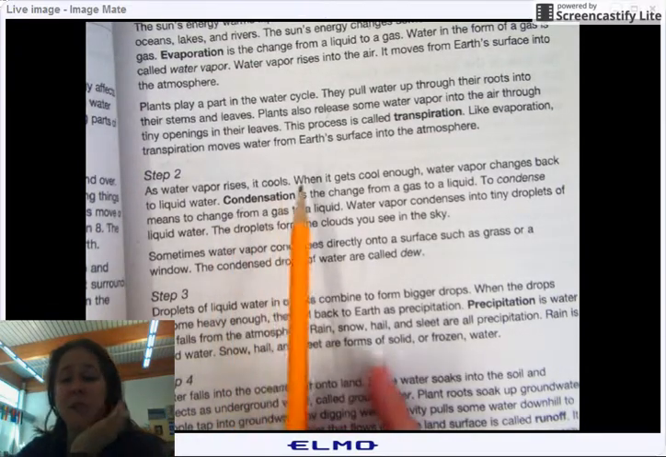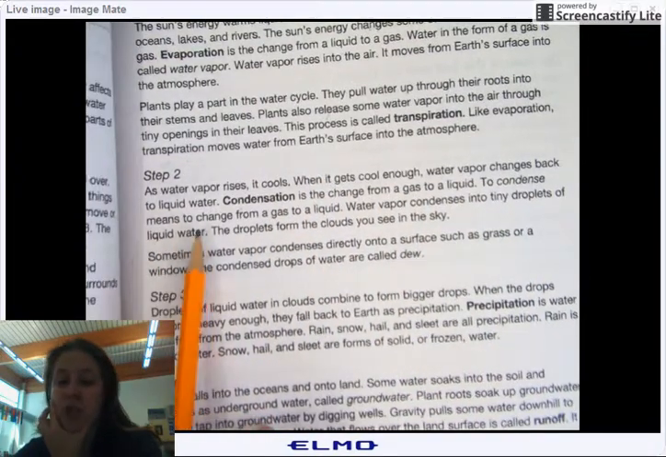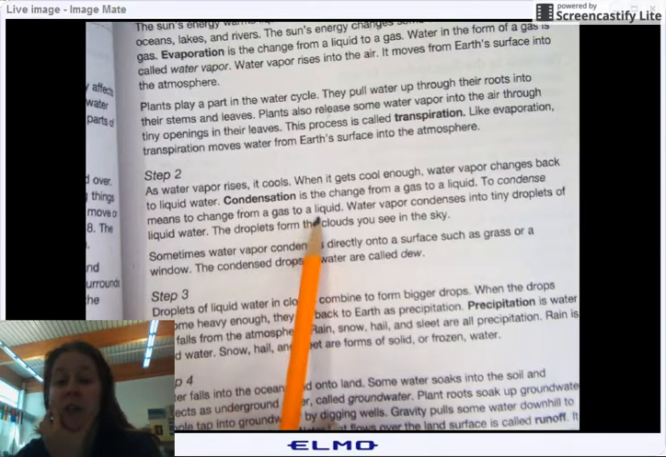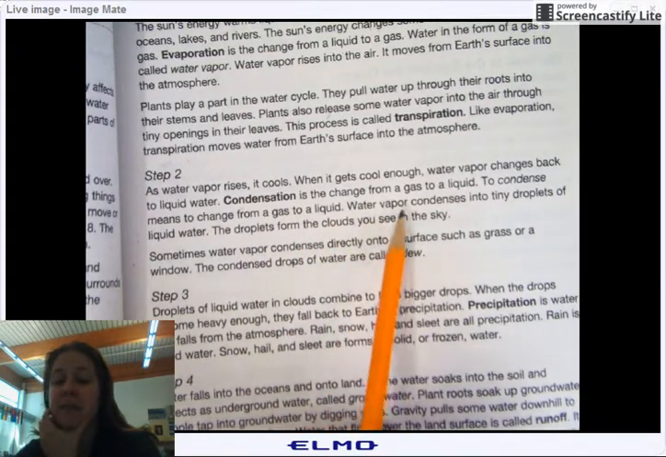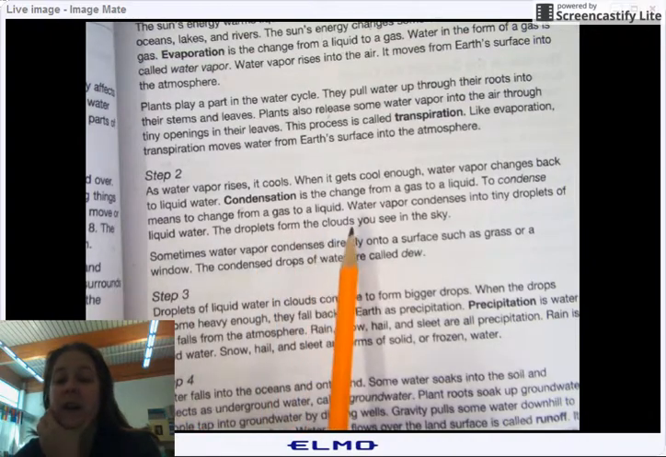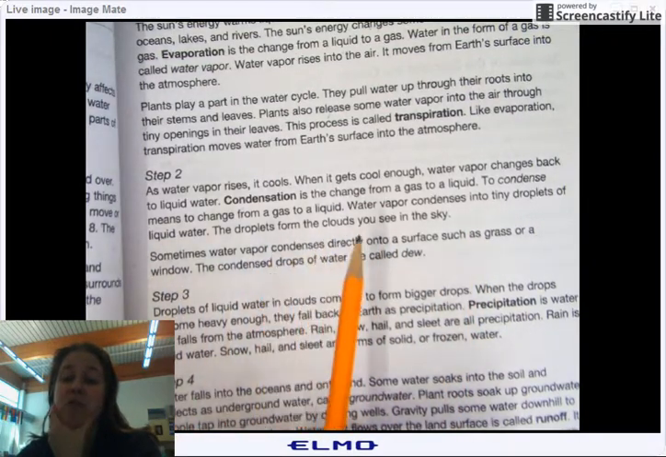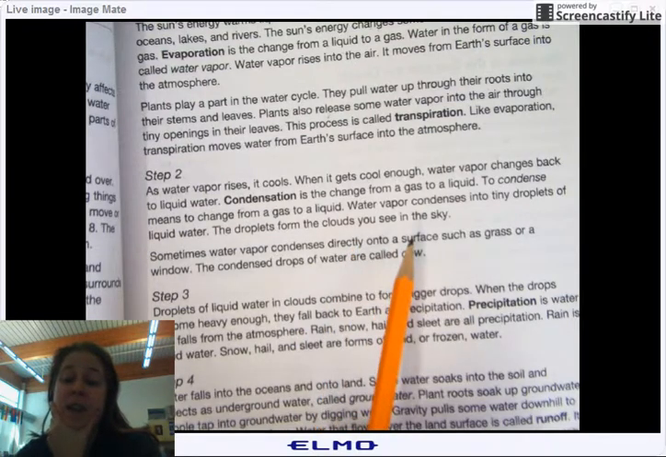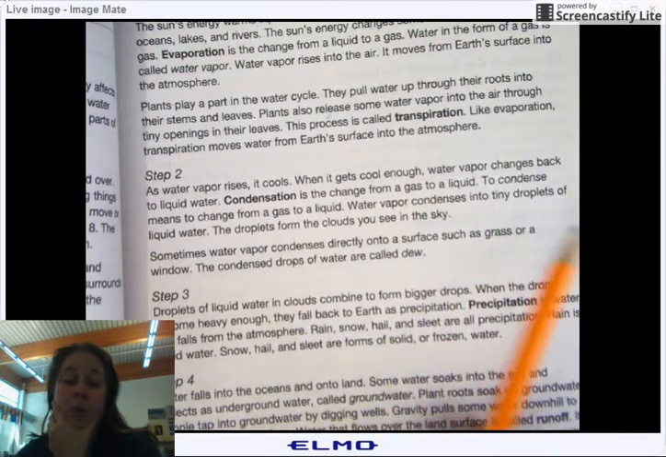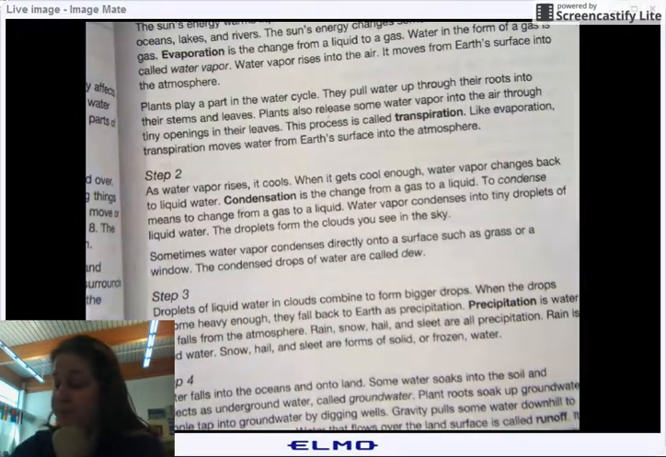Condensation is the change from a gas to a liquid. To condense means to change from a gas to a liquid. Water vapor condenses into tiny droplets of liquid water. The droplets form the clouds you see in the sky. Sometimes water vapor condenses directly onto a surface, such as grass or a window. The condensed drops of water are now called dew.